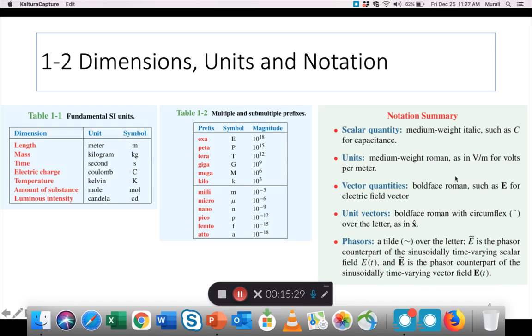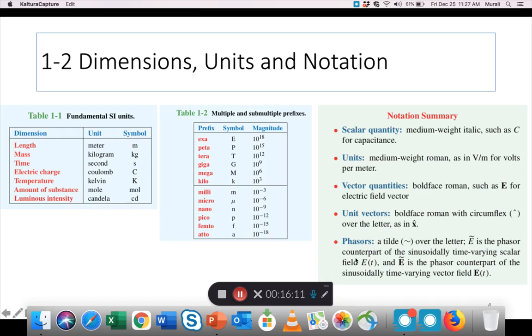Vector quantities are used a lot in the textbook, and they're written in bold. See this E, it's in bold font. So he calls that boldface Roman for an electric field vector. Unit vectors, and what is a unit vector? We'll learn that shortly. But for a unit vector, he uses a small letter and a small hat. He calls that the circumflex over the letter. And it's also bold.